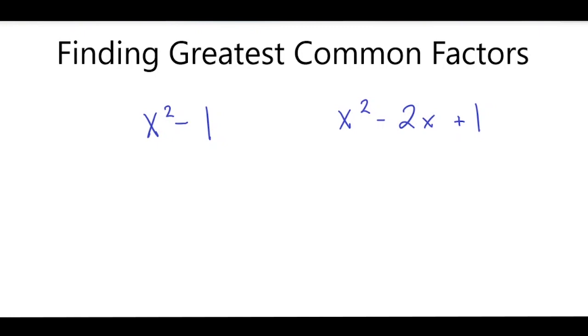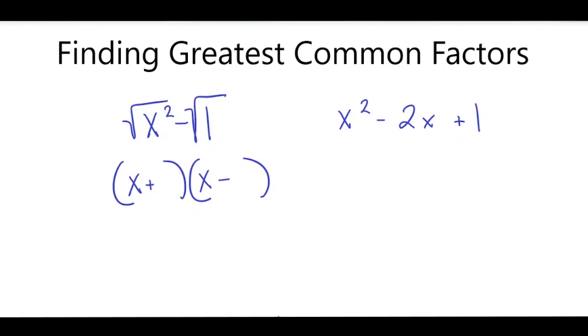So here I have x squared minus 1 and x squared minus 2x plus 1. All right, and I'm looking for the greatest common factor. So I see right away that x squared minus 1 is a difference of squares because I know the square root of x squared and I know the square root of 1. So I'm going to make two parentheses, and I know that one has a plus sign and one has a minus sign. So I'll take the square root of x squared, which is x, and I'll take the square root of 1, which is 1.